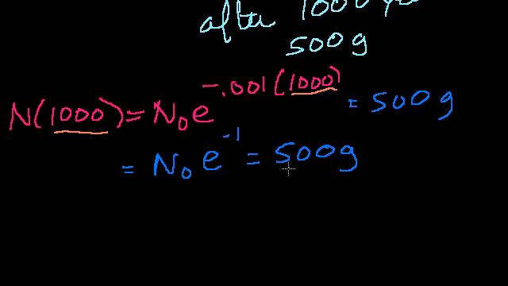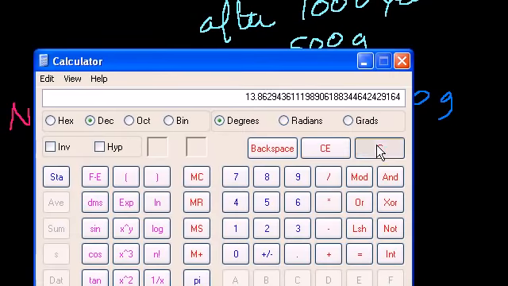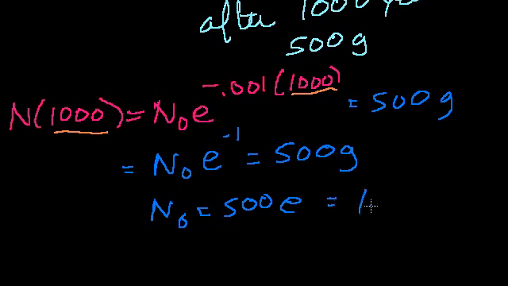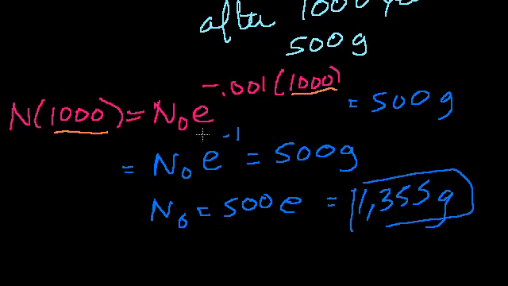Or I could multiply both sides by e, and I have n sub naught is equal to 500 e, which is about 2.71. So let's do 500 times 2.71. I don't actually have e on this calculator, at least I don't see it. It's equal to 1,355 grams, or 1.355 kilograms. That's what I started with.